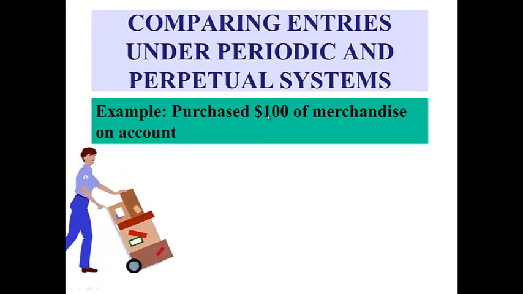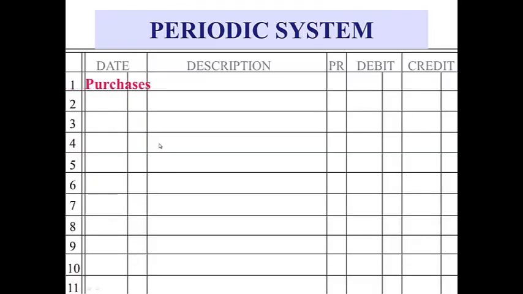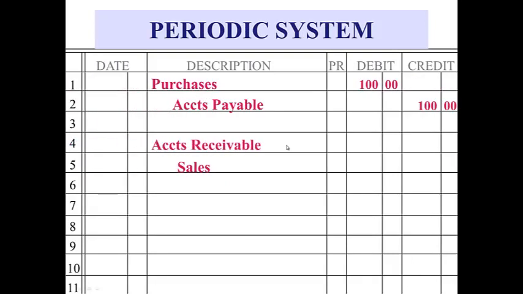We've purchased $100 of merchandise inventory on account. So under the periodic system, we debit purchases and credit accounts payable. If we make a sale later of that inventory, we debit accounts receivable at the retail price and credit sales. Notice that the merchandise inventory account is not affected under the periodic system.